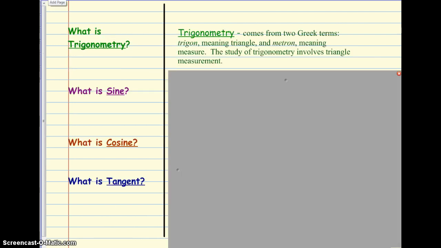What is trigonometry? Trigonometry comes from two Greek terms, trigon meaning triangle and metron meaning measure. The study of trigonometry involves triangle measurements.